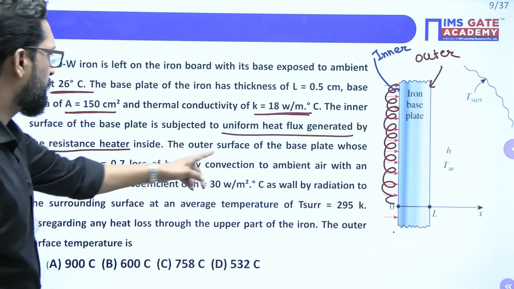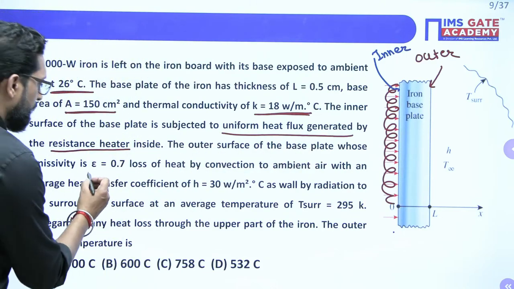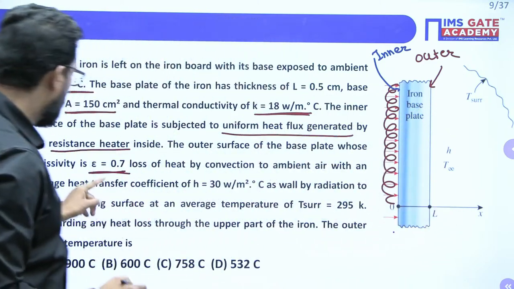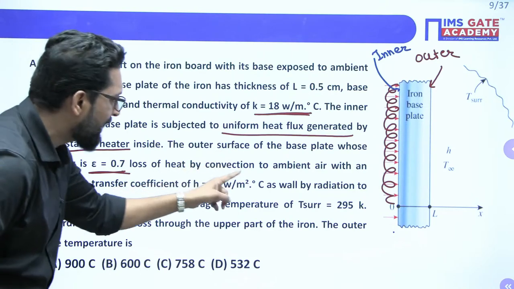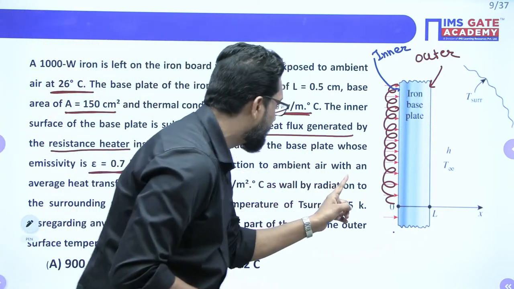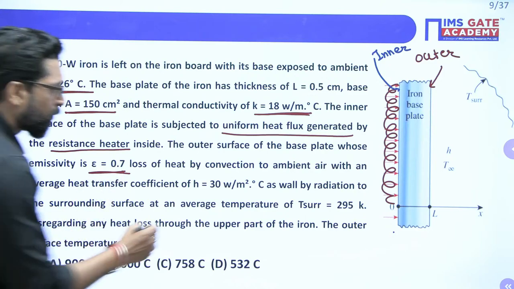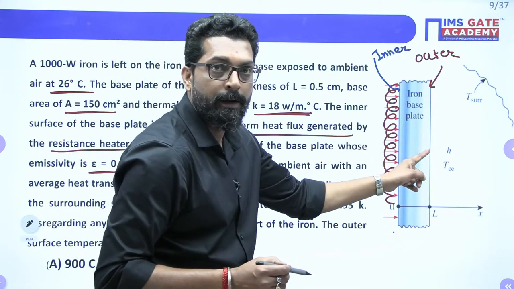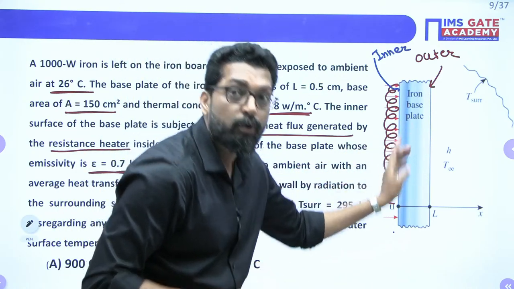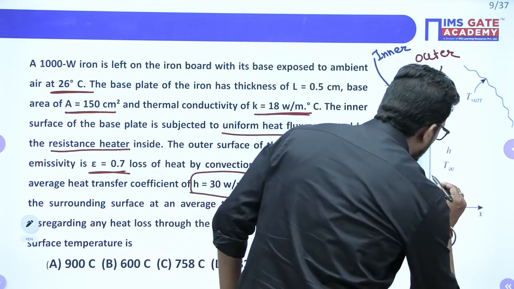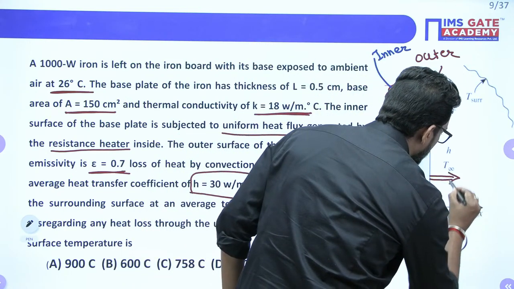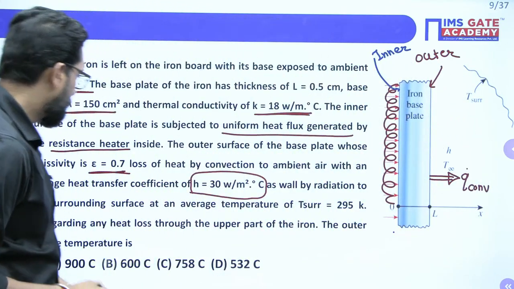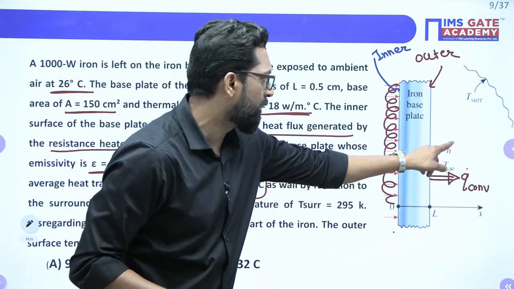The outer surface of the base plate has an emissivity, which is also given as 0.7. There is loss of heat by convection to the ambient air with an average heat transfer coefficient H. The H value is given. That means from the base to the surrounding, there is a convection effect, right? And that convective heat transfer coefficient H value is given.